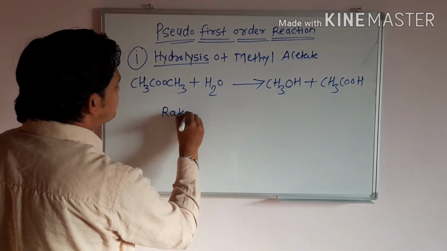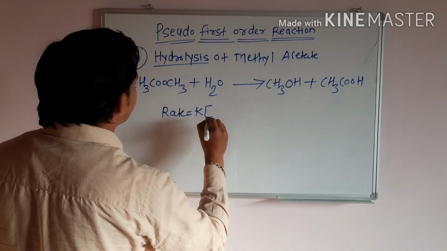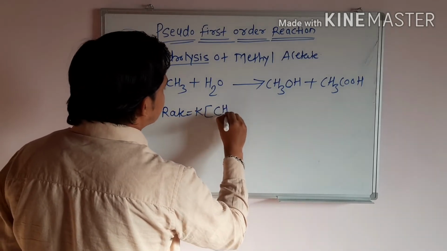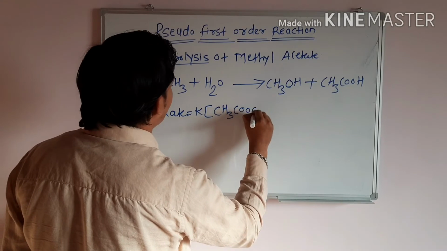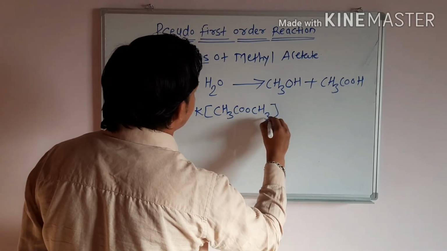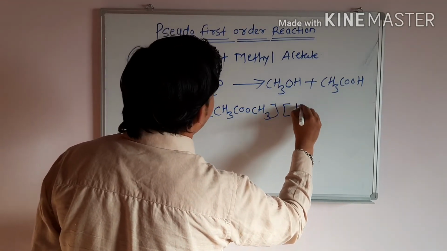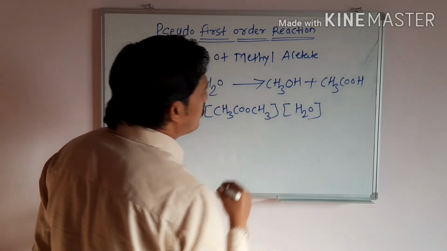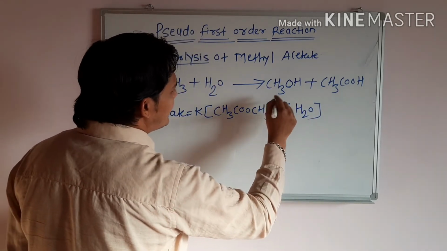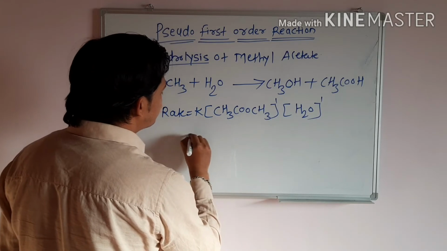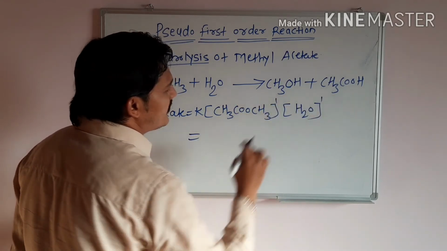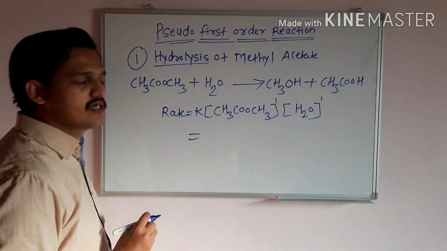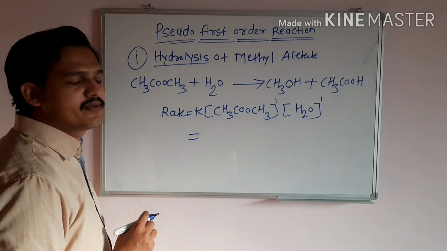rate is equal to k [CH3COOCH3] [H2O]. So here the powers are 1 and 1. 1 plus 1, the sum of the powers of concentration of reactants, is called the order of reaction.